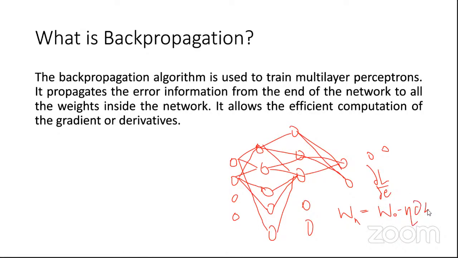In backpropagation this is what happens: the weights will be updated like this. This allows efficient computation of the gradients, or derivatives. These derivatives will be efficiently computed. This is what backpropagation means. The error flow is from back to front, but the values are assigned from forward to backward.